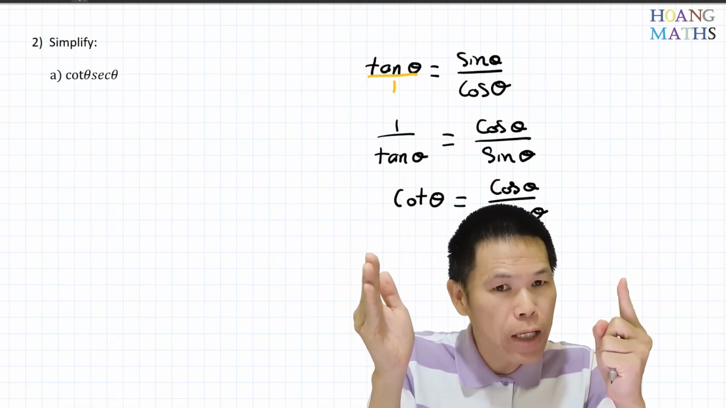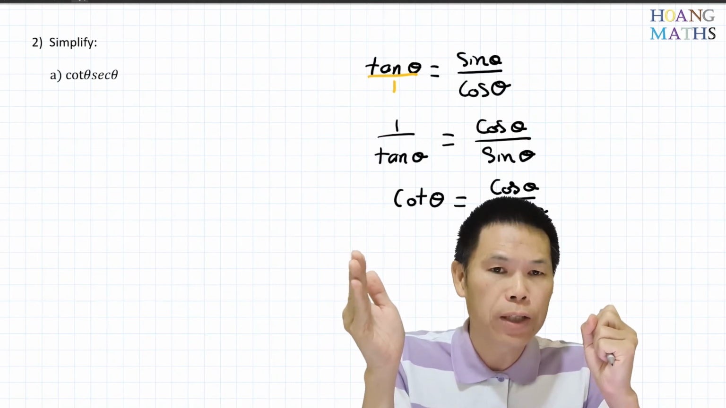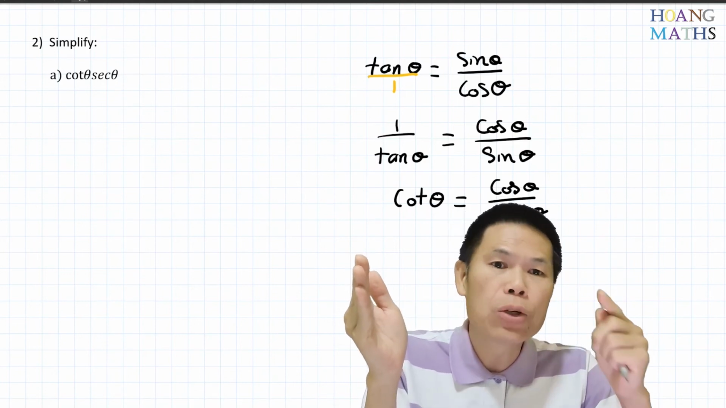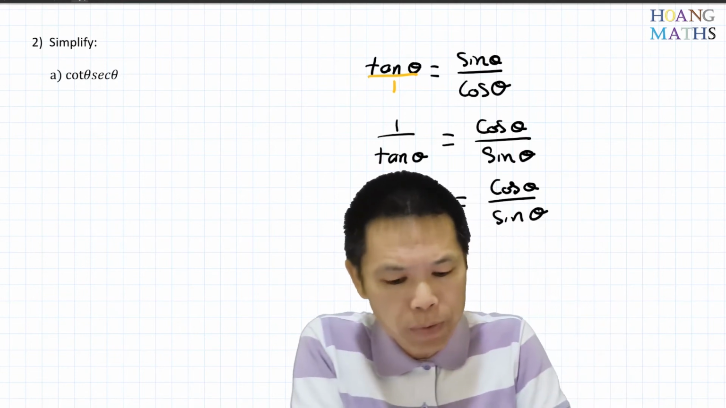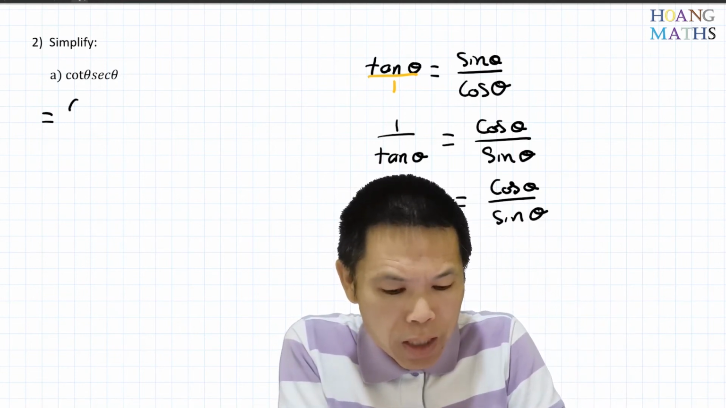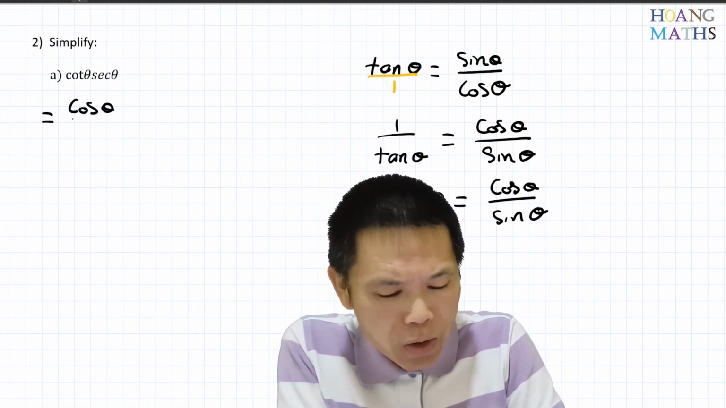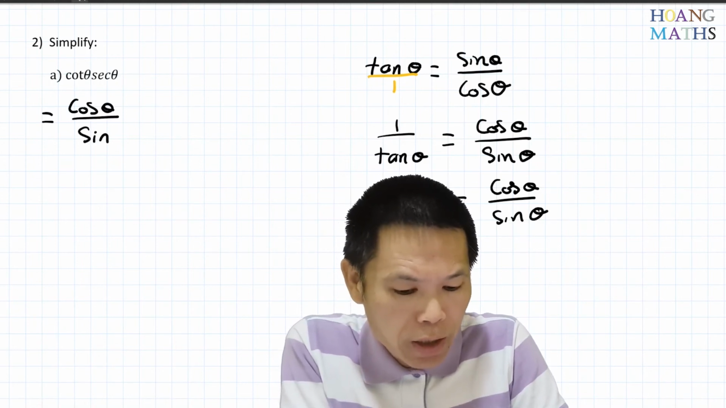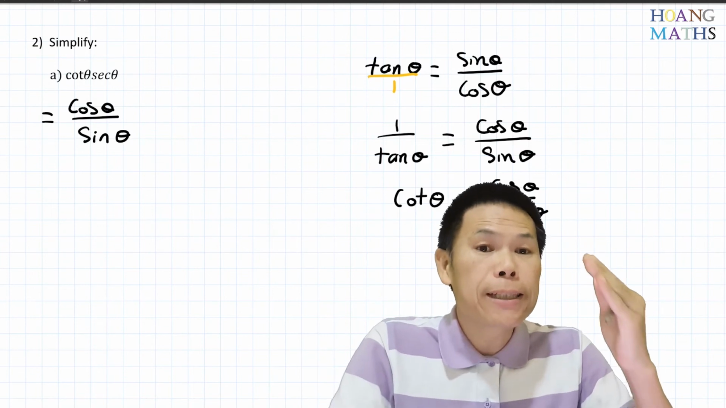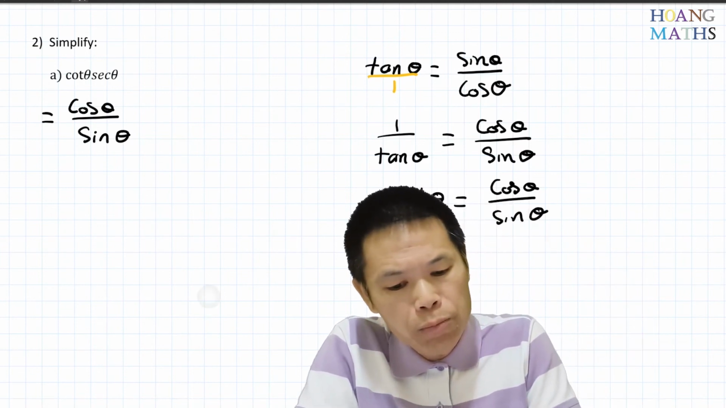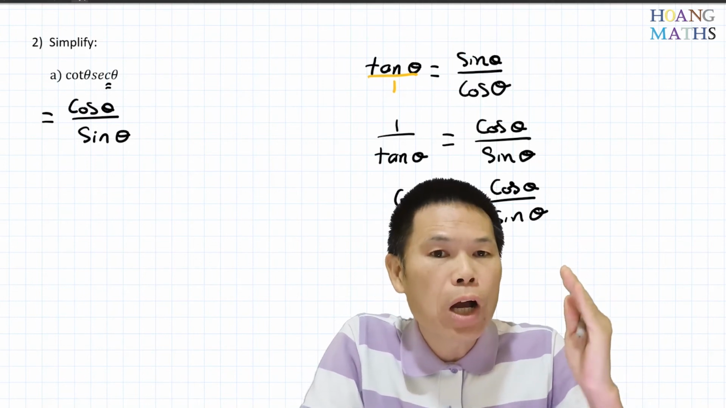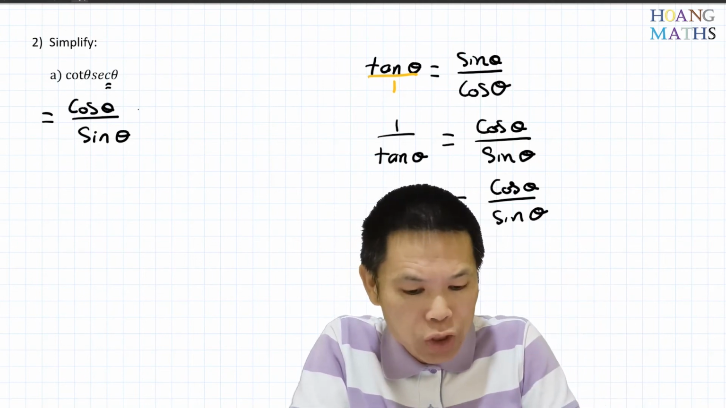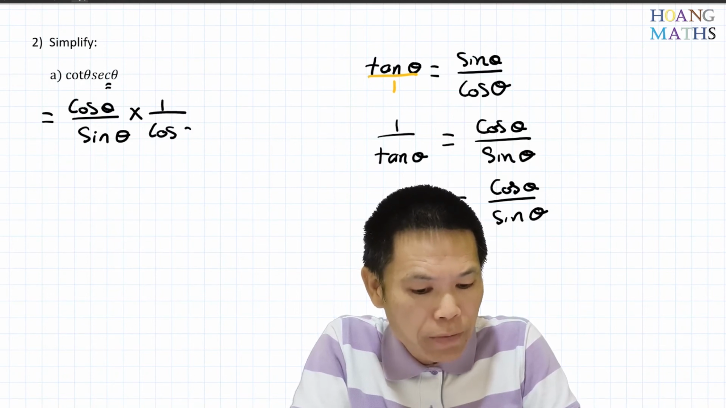So tan of theta is sine of theta over cos of theta. Cot of theta is equal to cos of theta over sine of theta, okay? So please keep that in mind. So that will give me cos of theta over sine of theta. But then sec of theta, the third letter to help you to remember, C for cos, okay? So is equal to 1 over cos of theta, but is times. So times 1 over cos of theta.